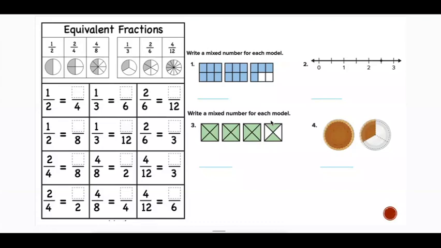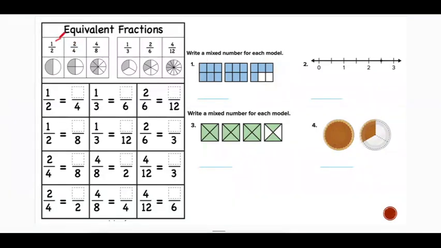Hello everyone. We are going to learn today about equivalent fractions and how we can find them. Two fractions are said to be equivalent if their numerators and denominators are the same. Now, look at the first example that has already been solved over here.